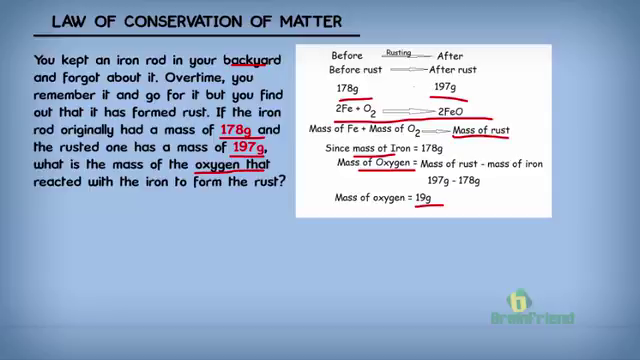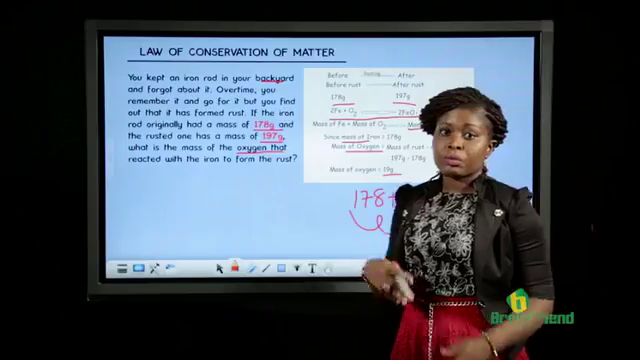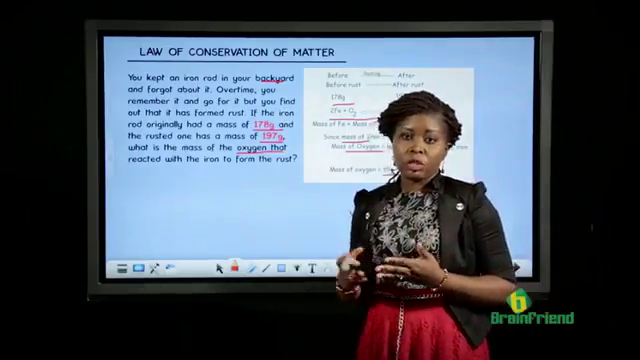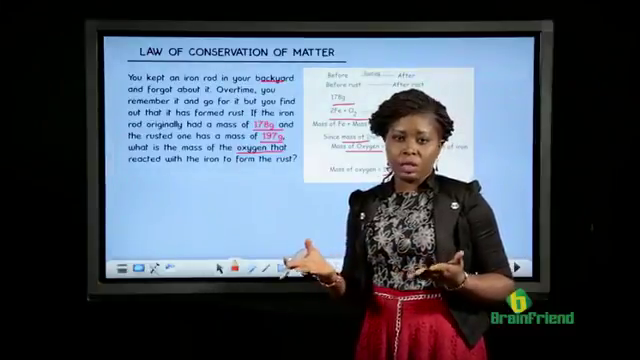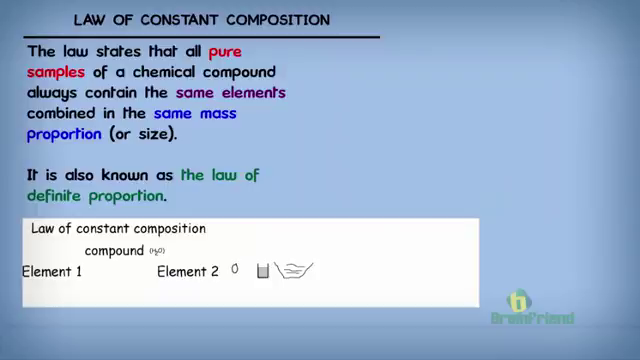Now, if you add this 19 grams to the 178 we had initially, we would get 197 grams. So you see that before the reaction and after the reaction, the masses are the same. So this goes to prove the law of conservation of matter, that matter is not created or destroyed.